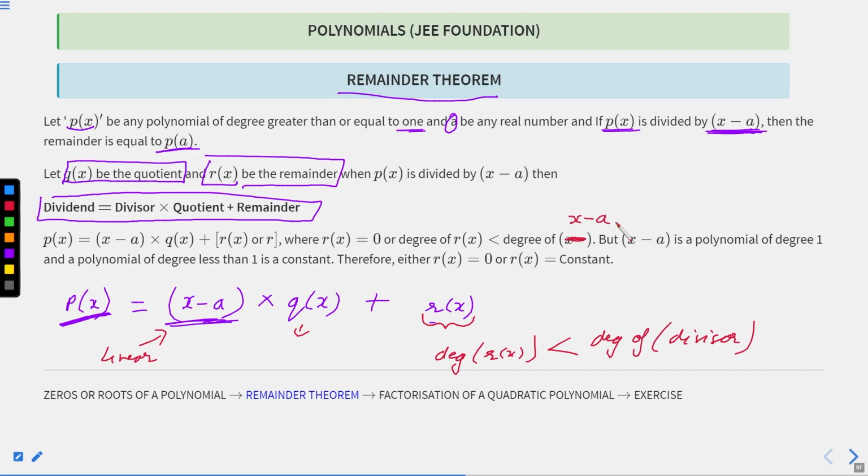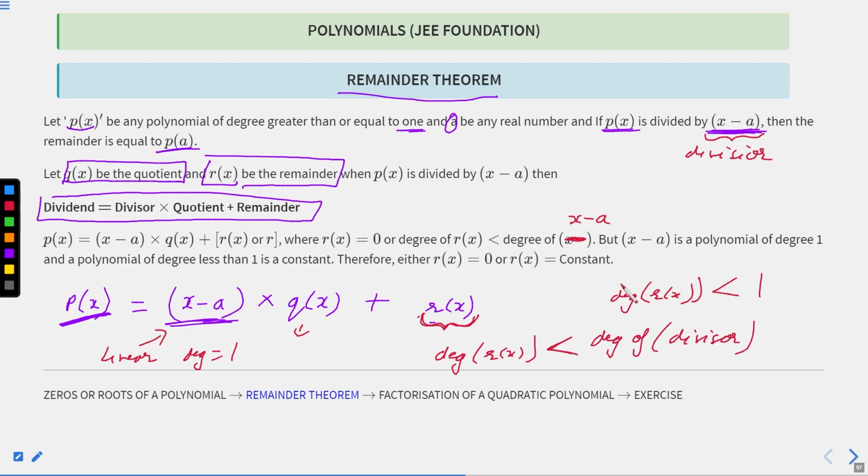So here it will be x minus a. Why? Because x minus a is my divisor. This means the degree of this remainder polynomial will be strictly less than the degree of the divisor, and my divisor is linear. In linear, the degree is equal to 1. So the degree of the remainder polynomial is strictly less than 1, and we know degree must be either 0 or positive. We cannot take a negative value as degree.